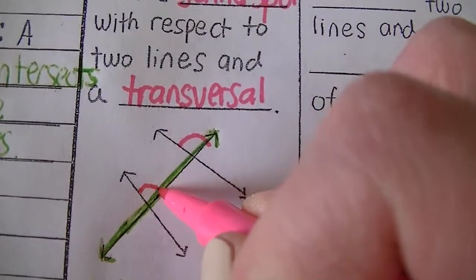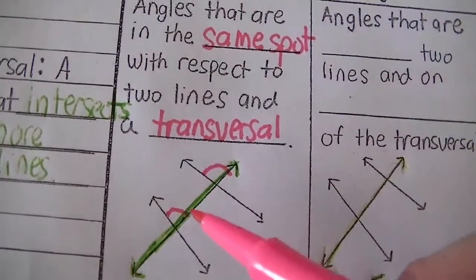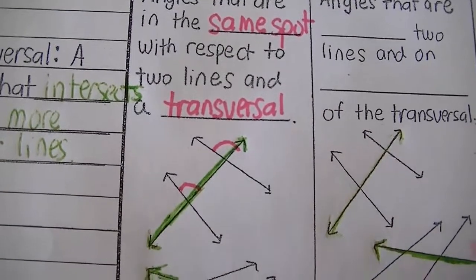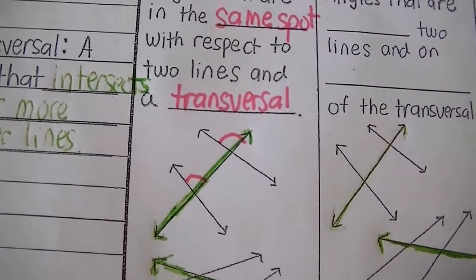So take a second right now. Do you see how those are in the same spot? So see how that looks like that? They're in the same spot. There's a couple of other corresponding angles on here, but I'm just going to focus on one pair for right now so you don't get confused, okay?